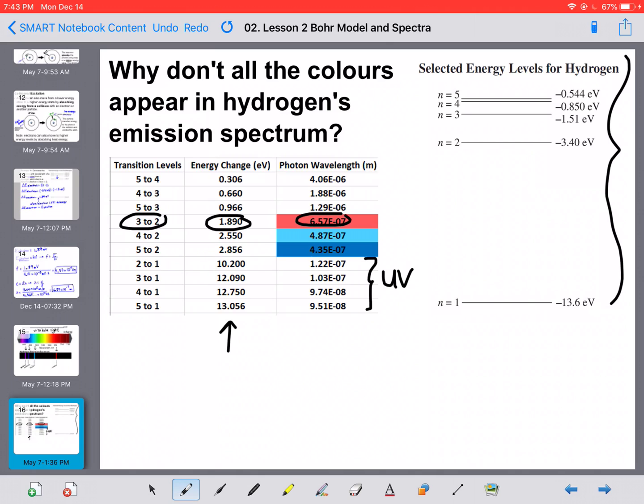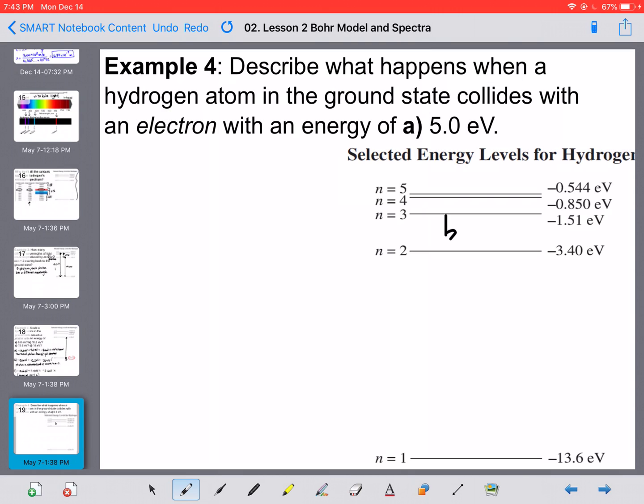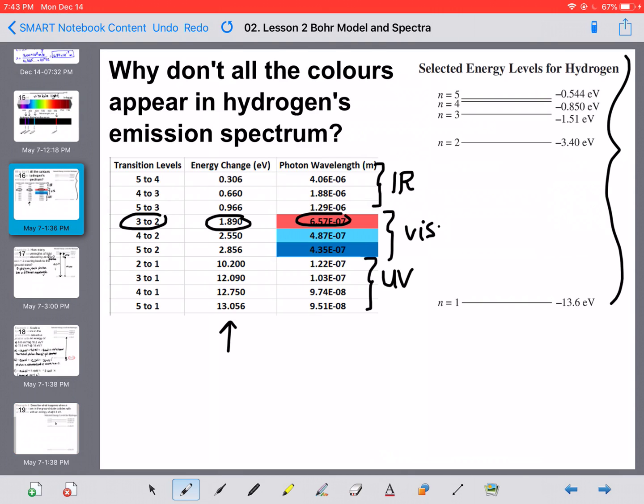And so you can't actually see them. They're invisible to the human eye. And these wavelengths here, these are infrared wavelengths. So again, they're invisible to the human eye. So the only wavelengths which we are able to see are these ones here, which are visible light. And you'll notice that not all of the colors of visible light show up there. It's only some of the colors.